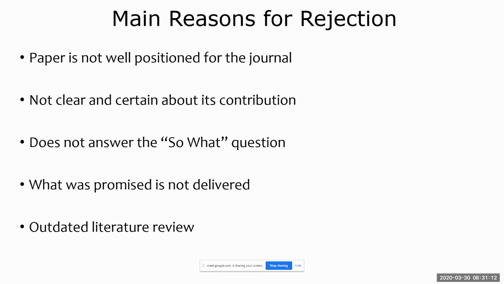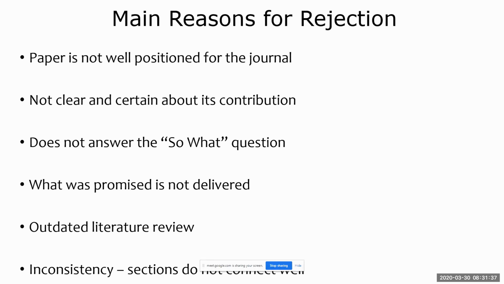Now, if you have done a literature review that is 5 years old, 4 years old, and you are writing a paper saying that this is my contribution, it's highly possible that in the last 4 years, 5 years, somebody else has already done enough research on that topic. So that's why an outdated literature review can be another reason for rejection of the paper.